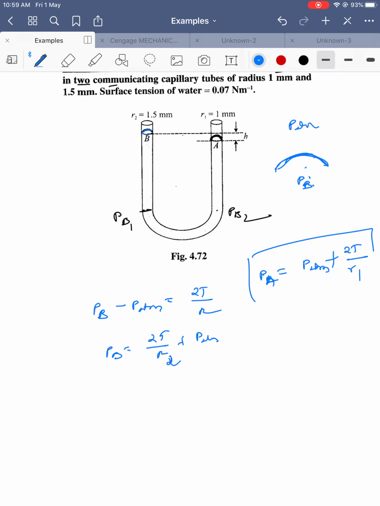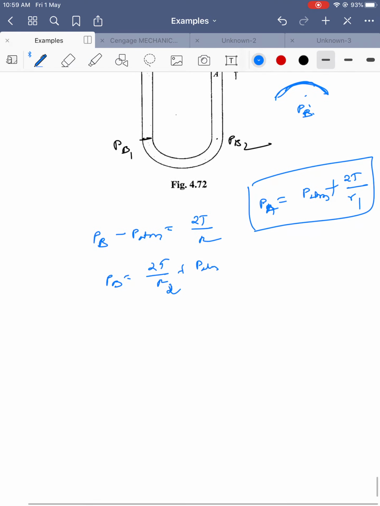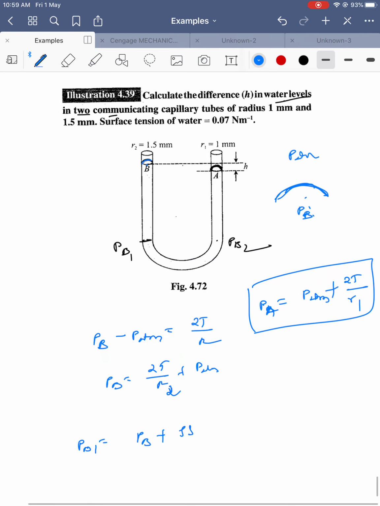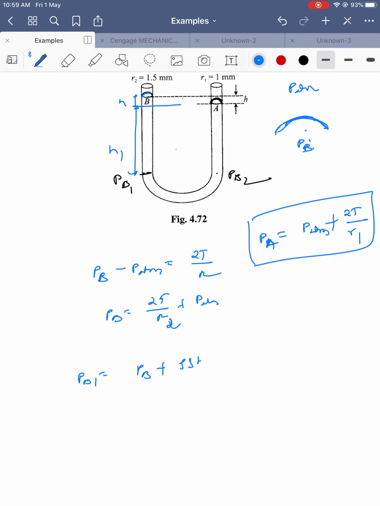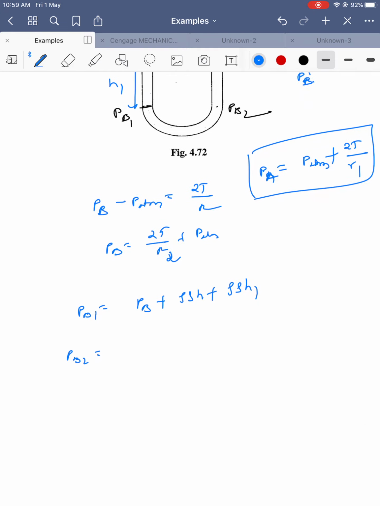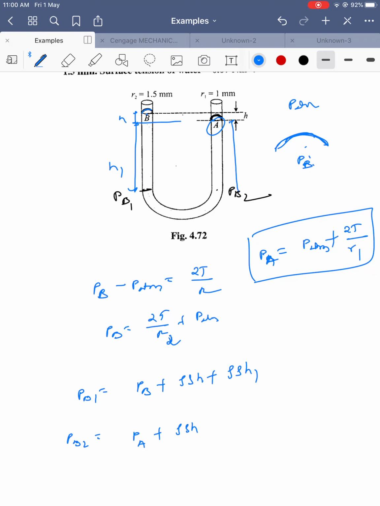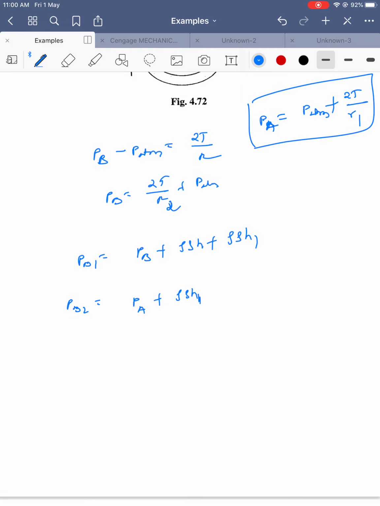PA is equal to P atmosphere plus 2T by, what is the radius? R1. Okay, so PB1 is equal to PB plus rho g into h, I am assuming the difference in height as h, from there to here is h1, so PB plus rho g h plus rho g h1. PB2 is equal to PA plus rho g h1, the distance from here to here being h1.